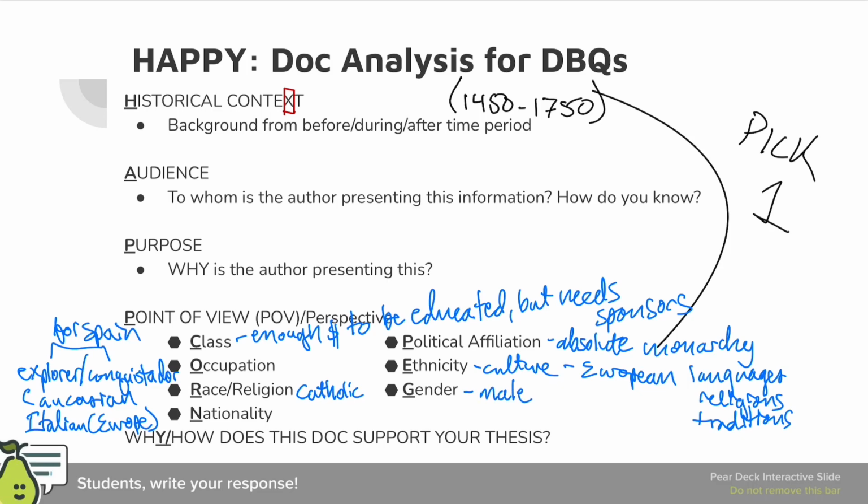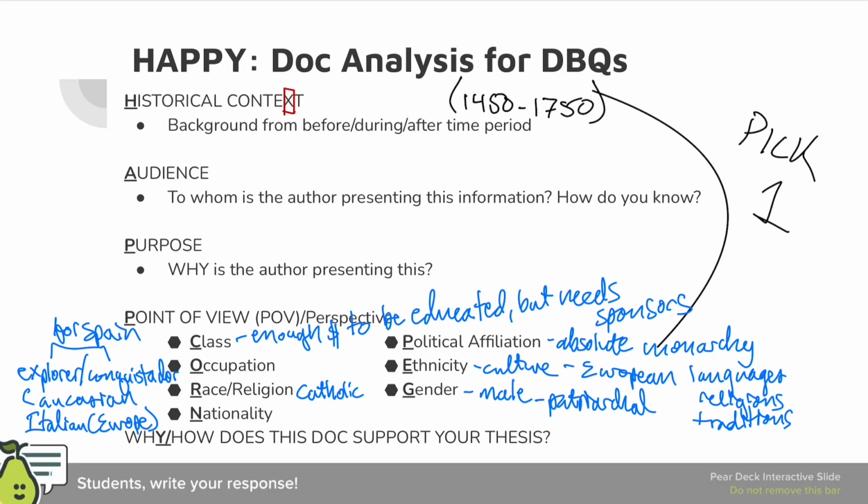If you wrote male, you would be correct. So how might that play into his response to the Native Americans? Well, we do know that society is patriarchal, very patriarchal during this time period, but we don't see him writing about women in this document. So we don't really have much of a claim when it comes to gender as impacting his point of view of the natives.